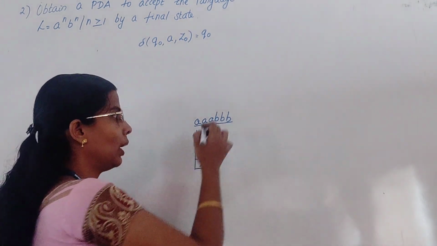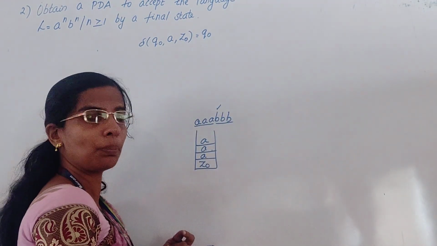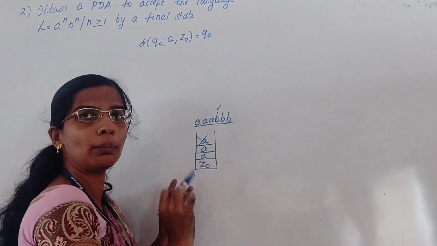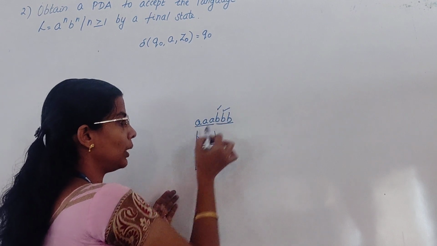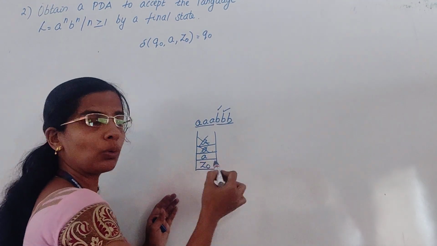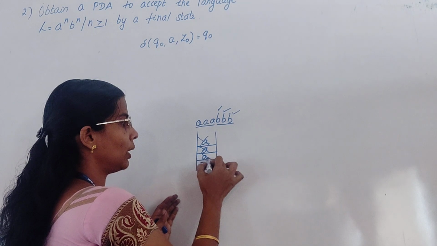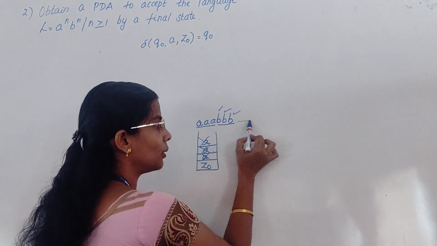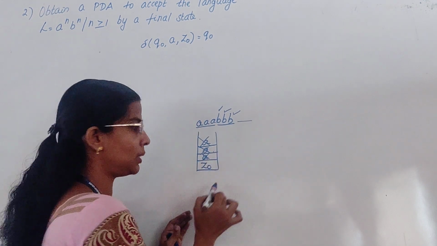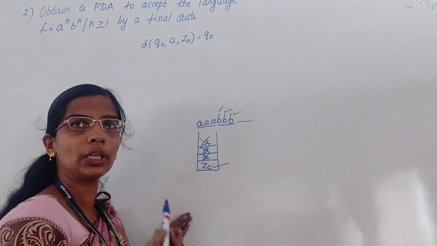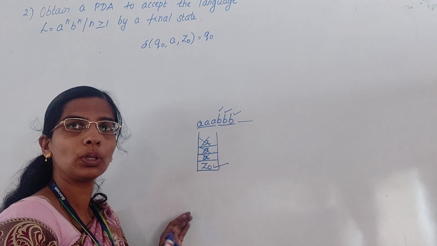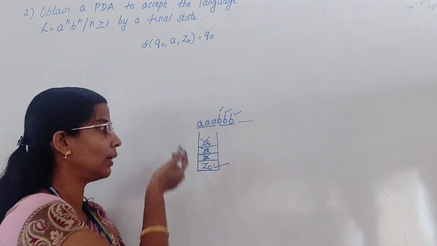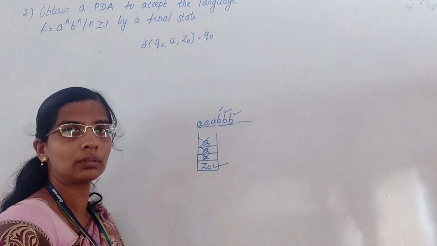It starts popping. So if the input symbol is B, it will pop one A from the stack. Count 1, 1 matches. Next input symbol, it pops another A from the stack. 1, 1 matches. Next input symbol, another A from the stack. 1, 1 matches. Now your input becomes empty, stack becomes empty. If your input is empty and stack is empty, what is the meaning? I have reached my final state. The given string is a valid one.